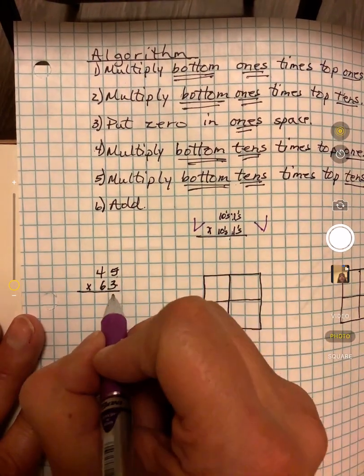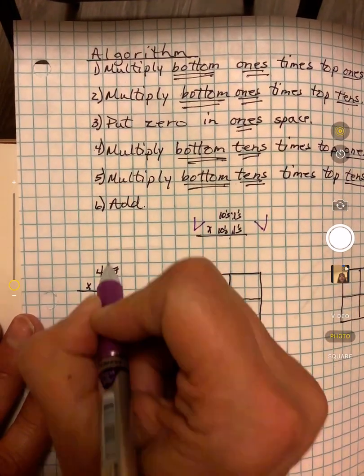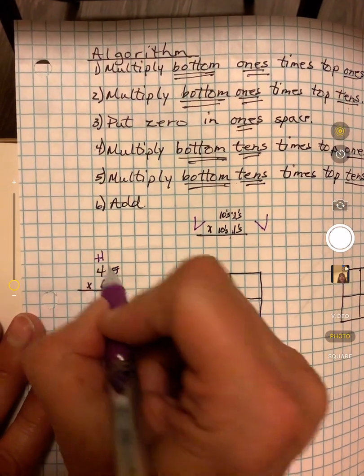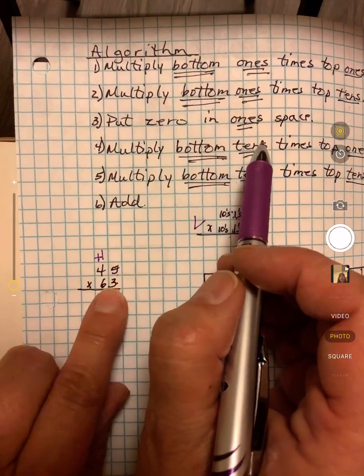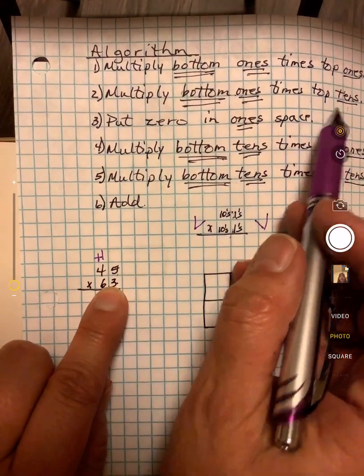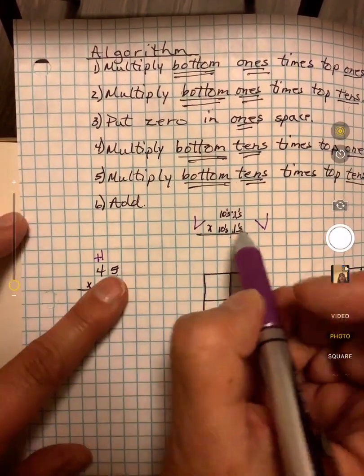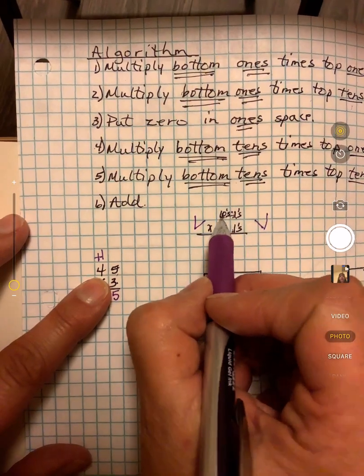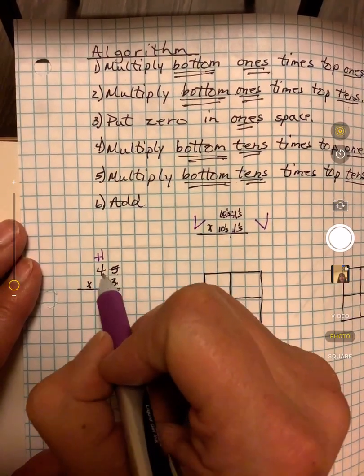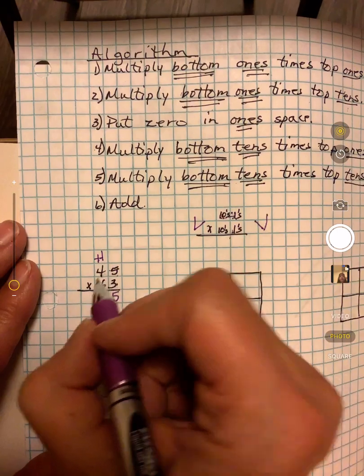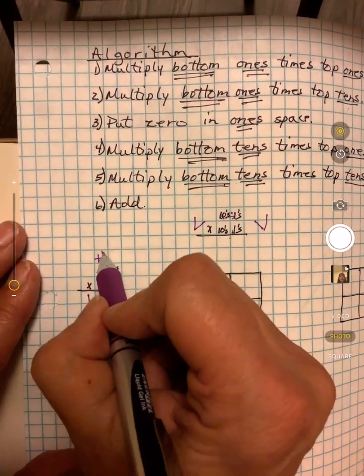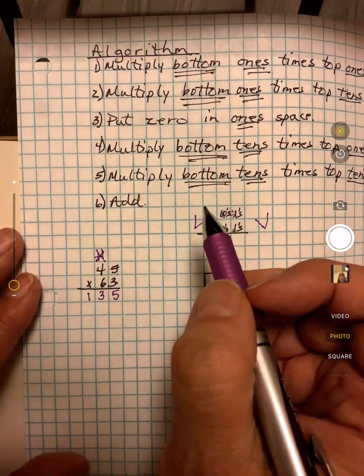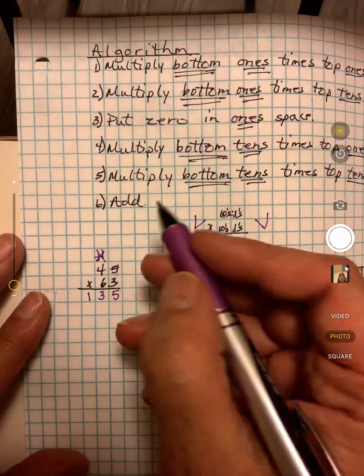3 times 5 is 15. Carry the 1. Okay, now we multiply the bottom ones, so we're still at the 3, times the top tens. So what's the tens? It's the second one over. 1, 2. 3 times 4 is 12, plus 1 more is 13. You want to cross this off because you may not use it again. Okay, you won't use it again.